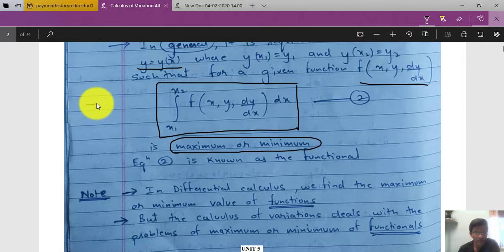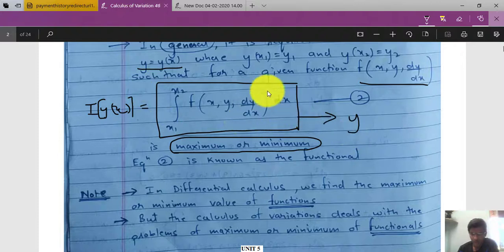Now, which is denoted by I, in a few textbooks it is written as I[y(x)]. The functional is defined as the integral of f, a function of x, y, and dy by dx, the derivative with respect to x, over the interval x1 and x2. This is a functional, and after evaluating it we get an equation of the form y is equal to f of x.